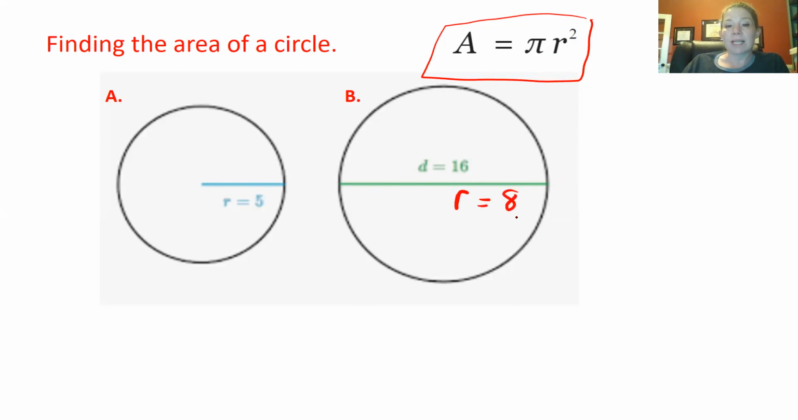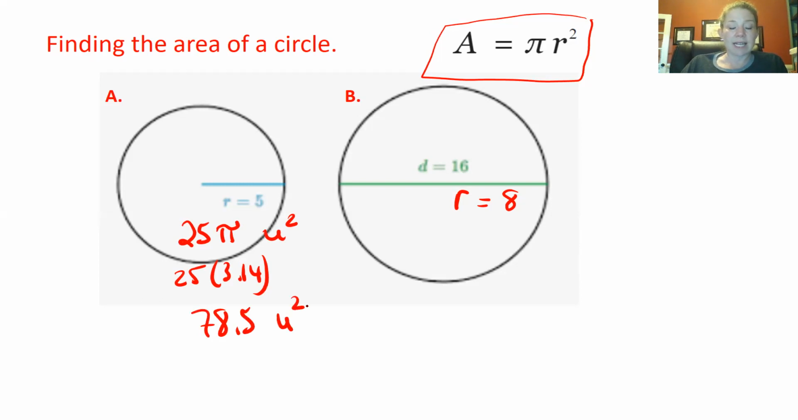And that's very important because when you square a number, that's not like doubling it or halving it, right? You're multiplying a number by itself. So you're going to square 5. 5 squared is 25. So if you have an exact answer, the area is 25 pi units squared. Or we're going to multiply 25 times 3.14. So 25 times 3.14 is 78.5. And that's an estimated answer.